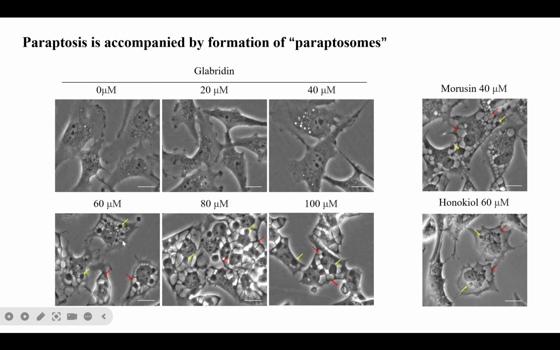Besides the typical low-density vacuoles induced by glaviridin, we also observed dense and round structures inside the cells. Importantly, these structures were not unique to glaviridin. We saw the same structures after treatment with two other paraptosis inducers, morusin and honokiol. We call these structures paraptosomes, as a reproducible feature of paraptosis.